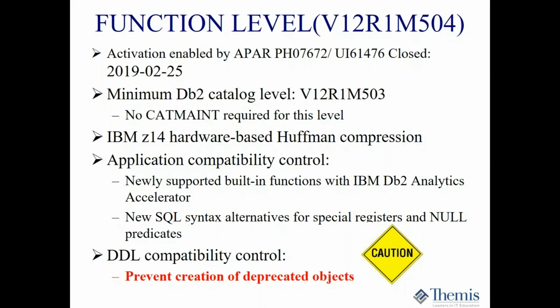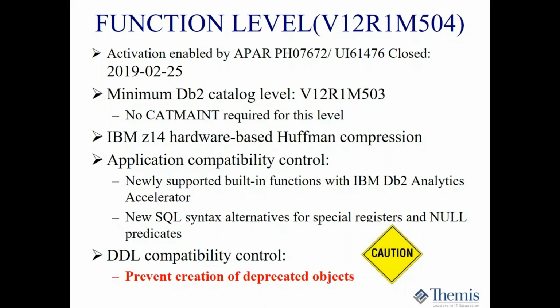Now, under 504, it was APAR UI61476 that was closed on February 2019 that introduced the new code. Now, version 4, modification 4, 504, does not require a CAPME. So you may see your software level, maintenance level, your load library level, your code level, in other words, and DB2 references it as the code level at 504. However, the catalog will still be at 503 because 504 works with the 503 catalog, DB2 catalog layout.